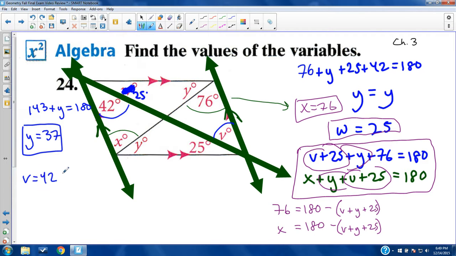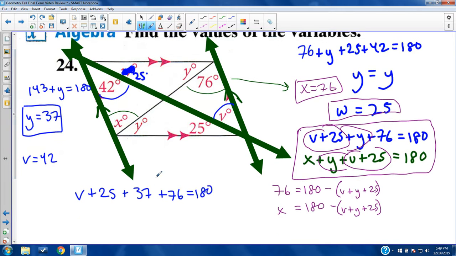Let's double check and see that we get that over here. If I substitute 37 for Y in this equation, I'm going to get V plus 25 plus 37, that's Y, plus 76 equals 180. I know, this is a messy problem, I'm sorry. I'm giving you all these different ways. 25 plus 37 is 62. 62 plus 76 is 138. And subtracting, yeah, it looks like we get V equals 42. So it looks like we're in some good business there, and we can do it that way.